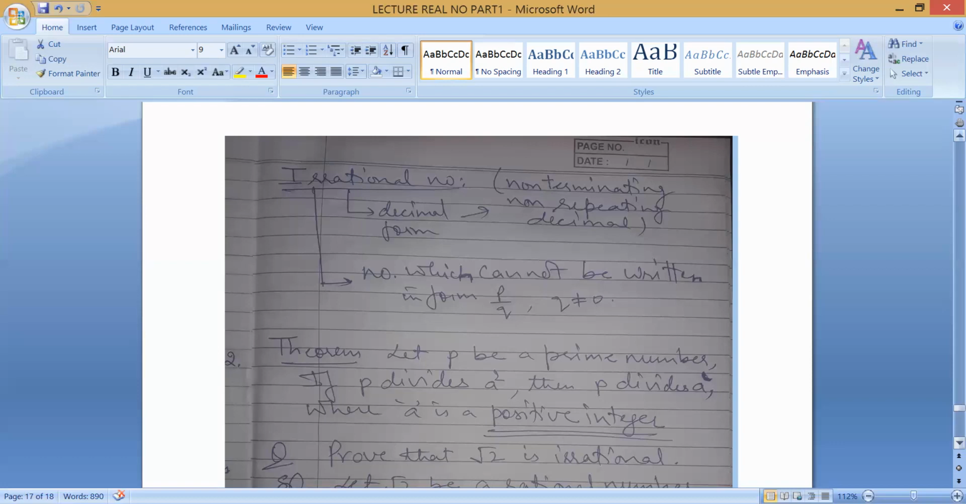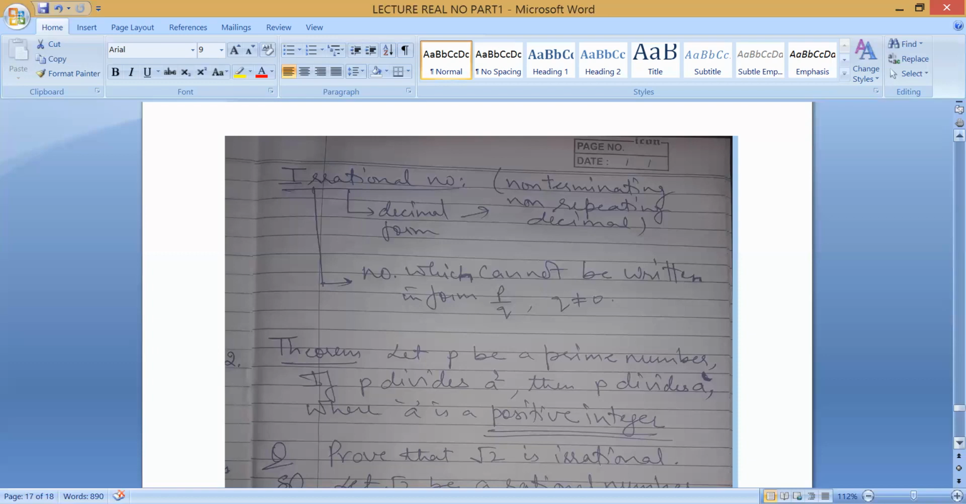After irrational numbers, we have a theorem. Let p be a prime number. If p divides a square, then p divides a, where a is a positive integer. We will write this theorem when we have to prove that root 2 is irrational. So p is a prime number, any prime number you can take. If a square is divisible by p, then p divides a, where a is a positive integer.